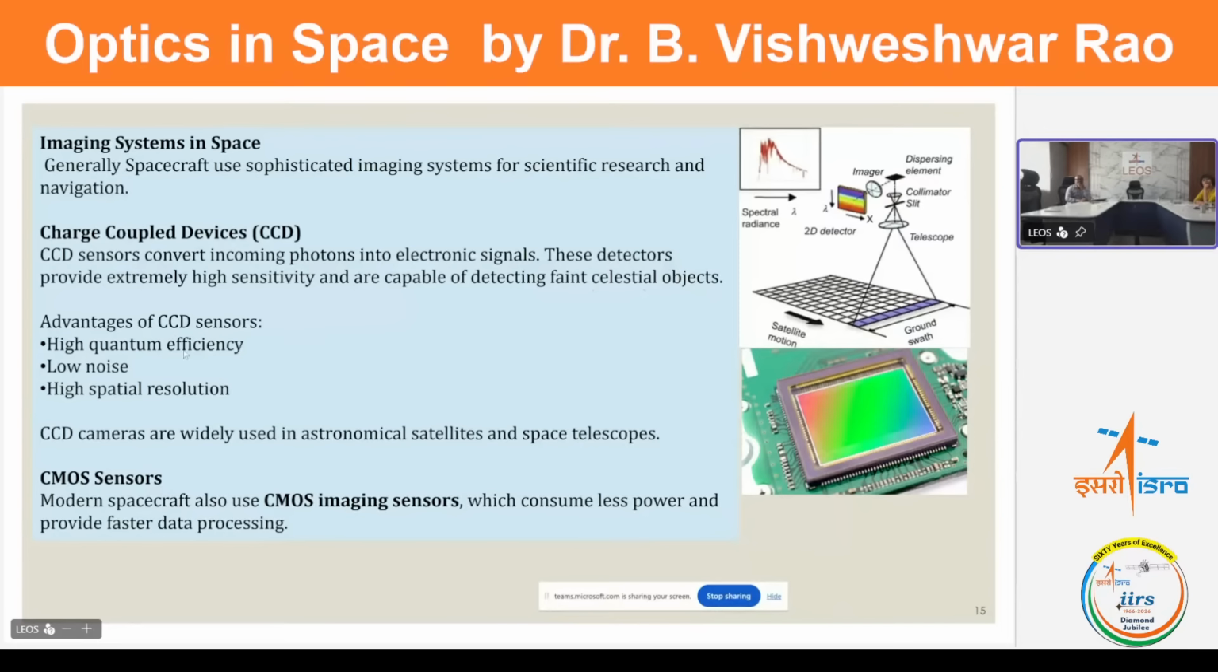The advantages of CCDs are a high quantum efficiency. Whatever light is received from the telescope is converted into an electronic signal, and we can get very good images with low noise and high spatial resolution. So astronomical telescopes and satellites widely make use of CCDs as sensors. And very recently, the more modern spacecraft are using CMOS based sensors, which consume less power and provide faster data processing, with improved chip design and other features included in the CMOS.